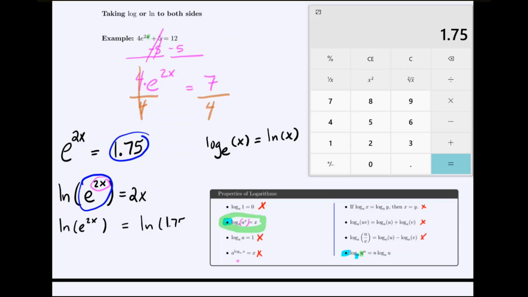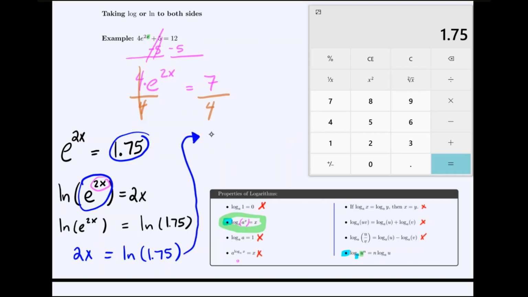Natural log of a number is just a number. And what do we know the left side simplifies to? It simplifies to just 2x. So natural log of e to the 2x, we would get 2x on the left because the exponent is all that's left, equals natural log of 1.75. So to solve for x, all we would need to do is divide both sides by 2 and type this into our calculator. So we would get x is equal to natural log of 1.75 all divided by 2.